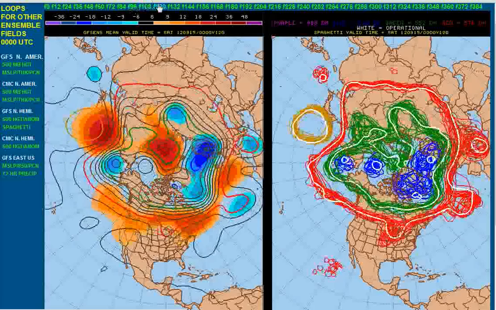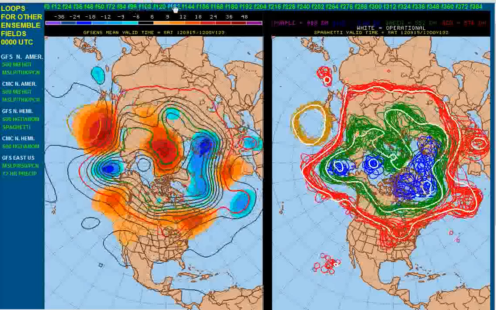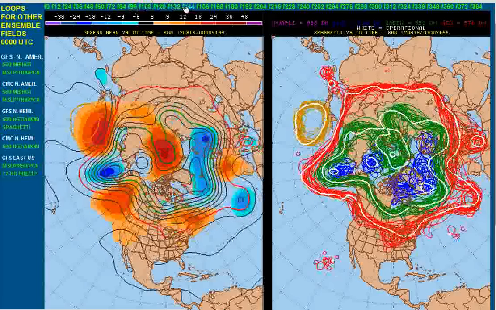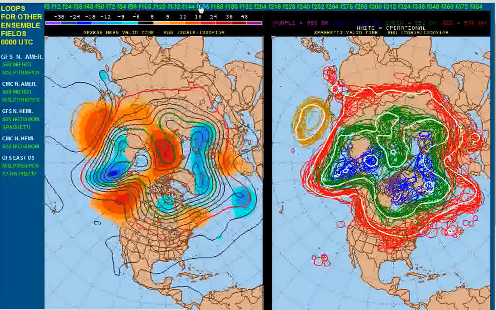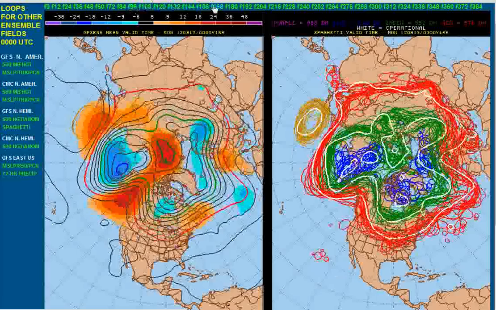So there we are on Friday, look, but then by the weekend, heights are building and the jet is starting to get pushed back further north of Scotland, and so we see this ridge of high pressure building in across the country.